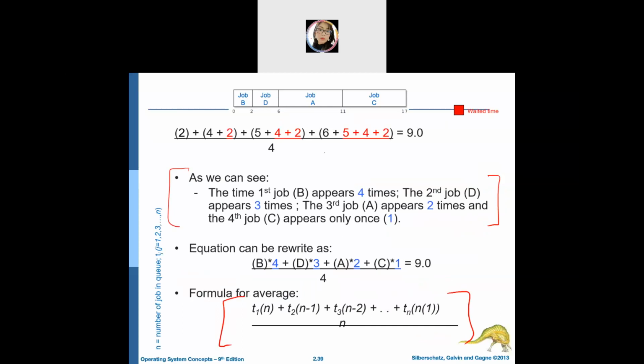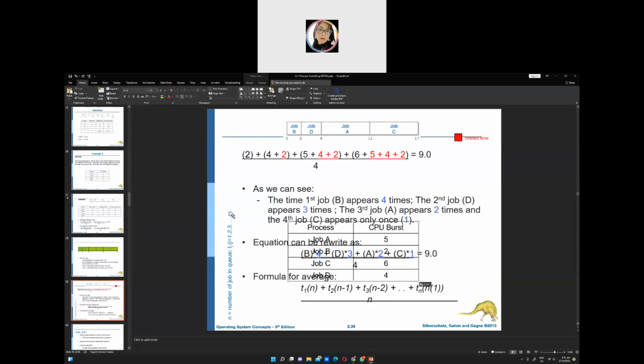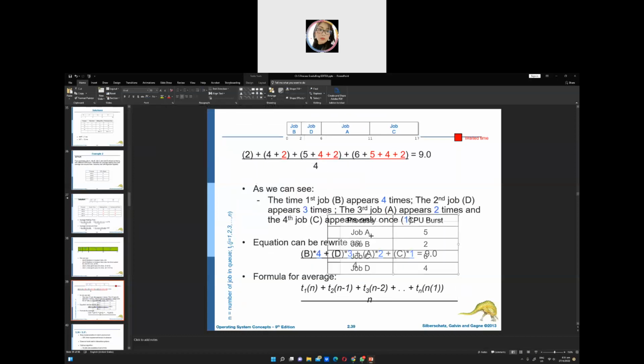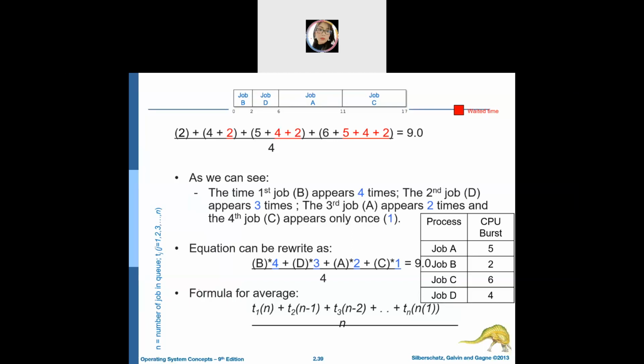Then you come up with the solution. You can see B. What is B? B has a 2 CPU burst. That's why you put B first and then you put 2.